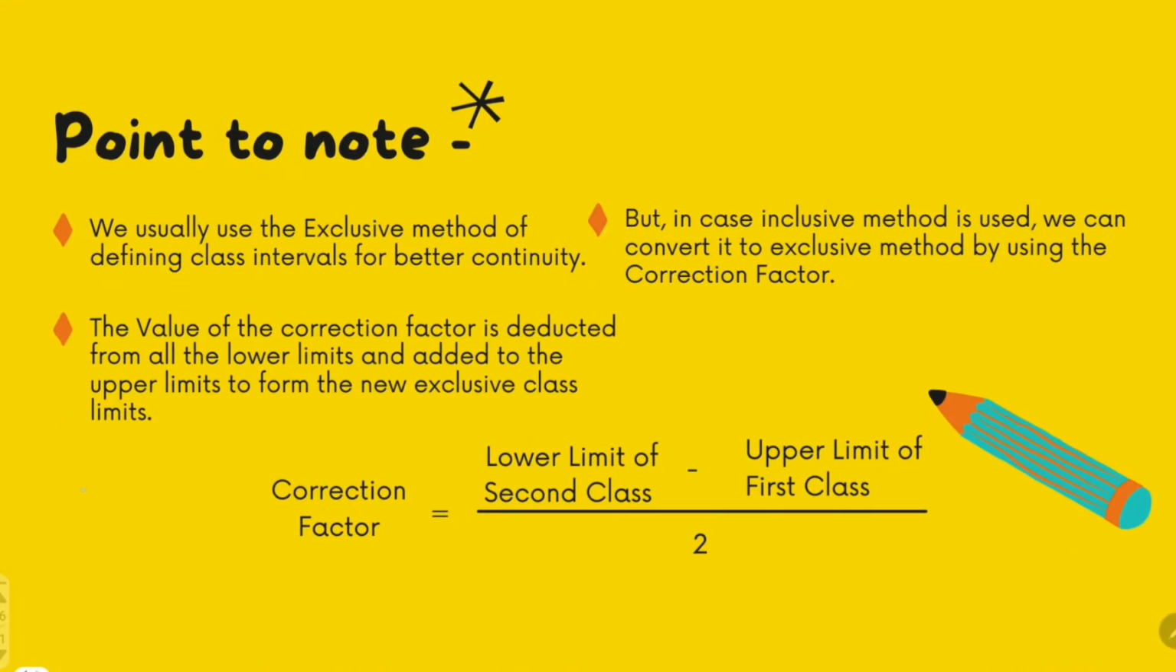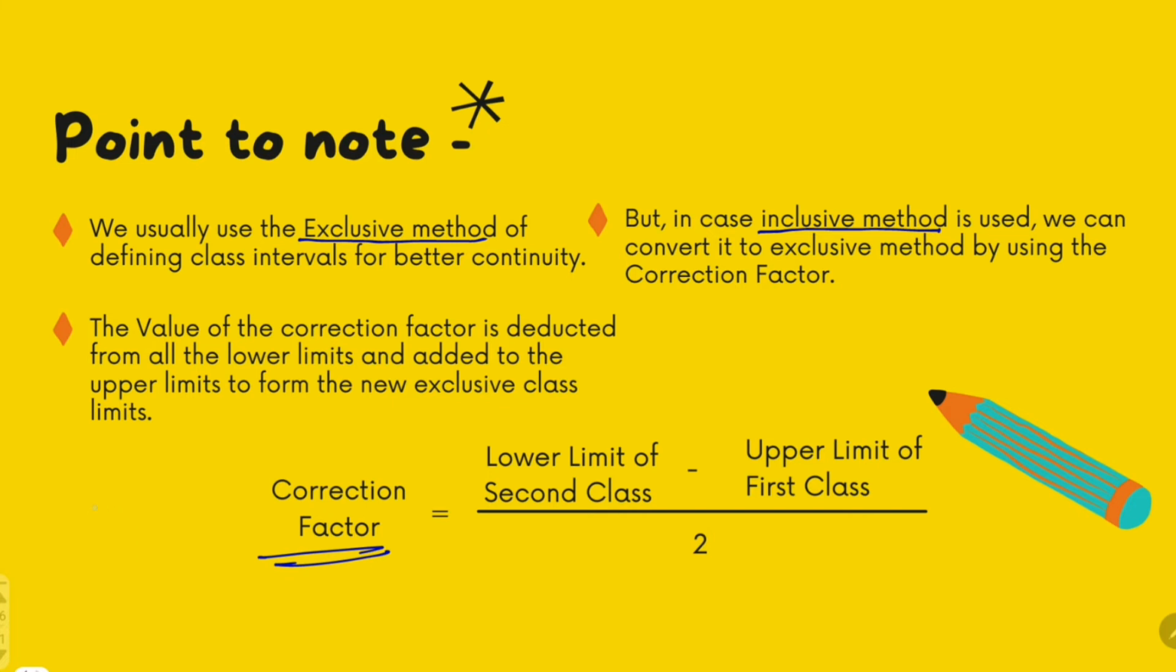A few points to note over here: we usually use the exclusive method for defining class intervals, but the data which we get, especially when we are dealing with secondary data, might be using the inclusive method. In case we want the data in exclusive method, we can use a correction factor to get it fixed.